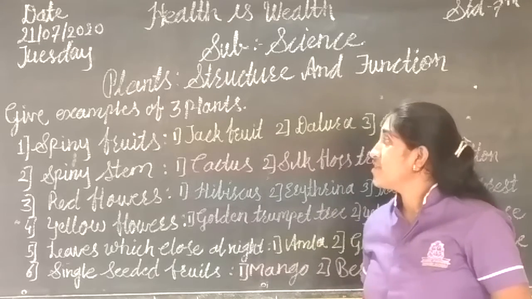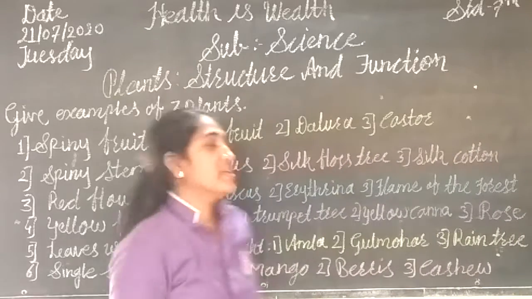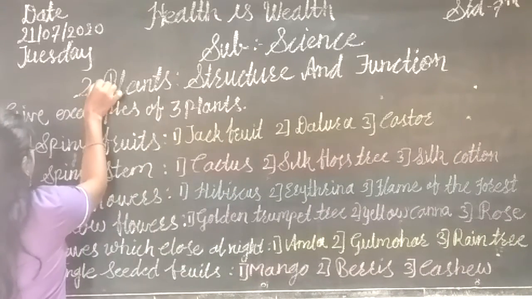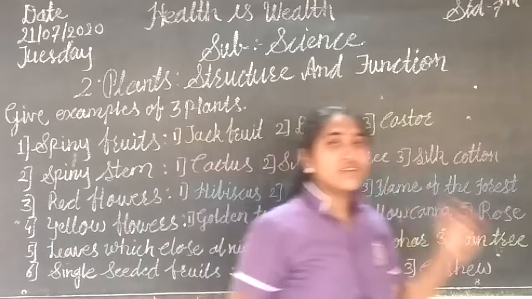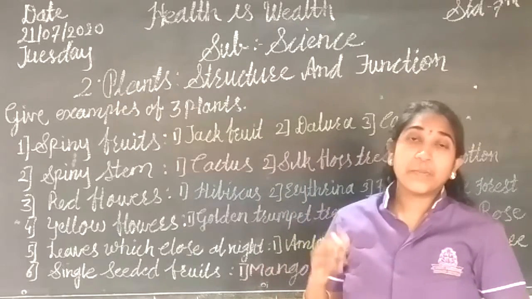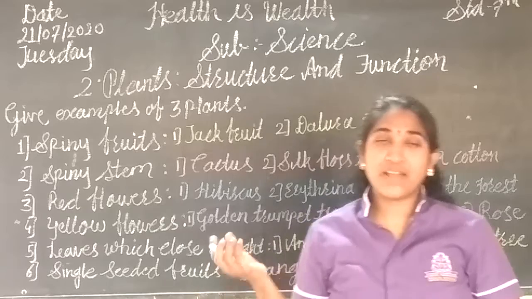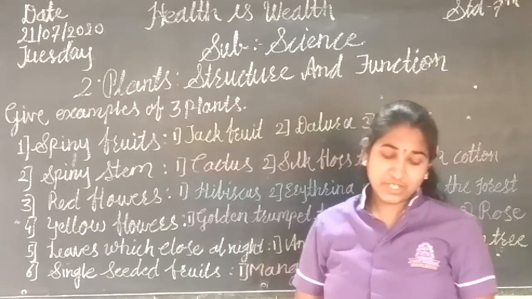Students, today we are going to start revision of lesson number 2 in science, that is plants, structure and function. Already we learned about the plant structure and functions, about their roots, leaves, flowers, right? Today we are going to start revision.